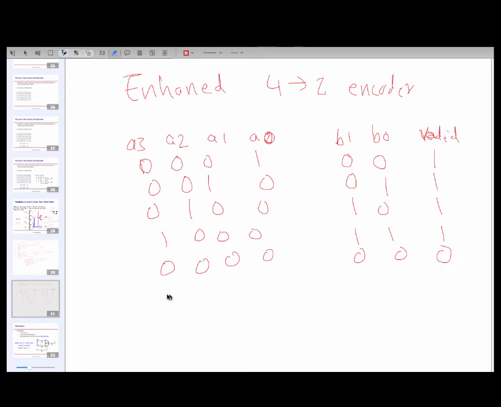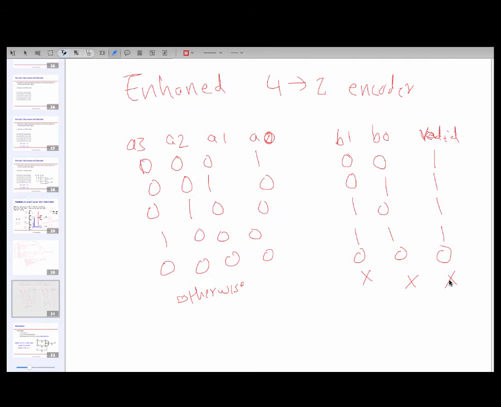Anything else? All other remaining 11 combinations, we don't care, because they are never going to work. Okay, so that's what this enhanced encoder that we were using in the previous slide is going to do. Just a minor little enhancement to it.